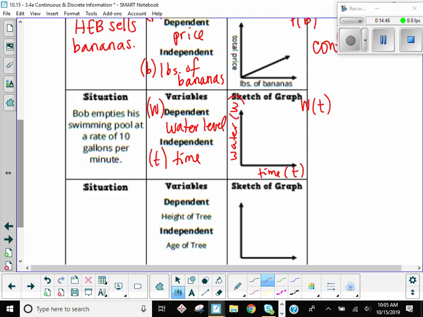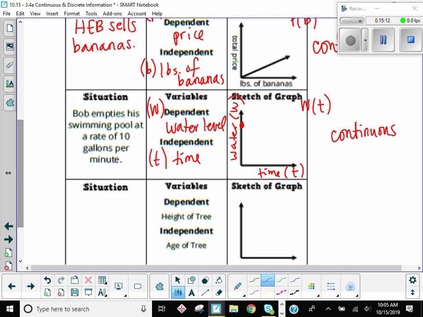Will this be continuous or discrete information? Continuous, right? Because it's a measure. But let's talk about how the graph is going to go. At 0 time, is the water at 0? It starts high at 0 time, right? Because before we started, the water level's high. So put it up here somewhere.